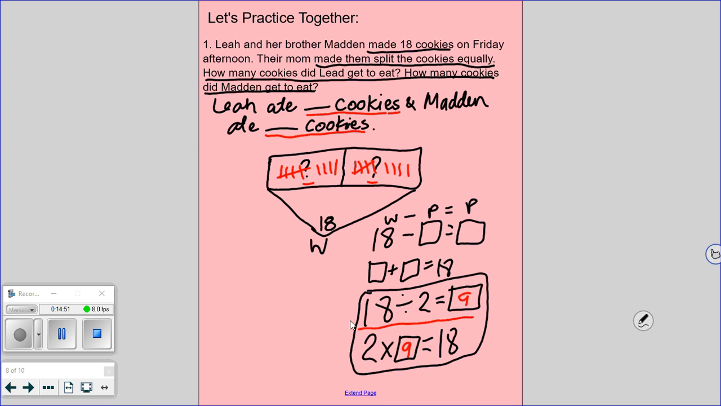Fill in my answer sentence. Leah ate 9 cookies and Madden ate 9 cookies. Does that make sense? Yes. Do you know what would not make sense? Leah ate 18 cookies and Madden ate 18 cookies. That wouldn't make sense because there's only 18 cookies. They can't both eat 18 cookies. Exactly. So if our problem makes sense, we fill in our answer sentence, then we have likely solved this problem correctly.